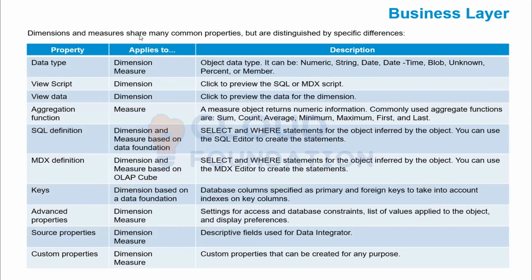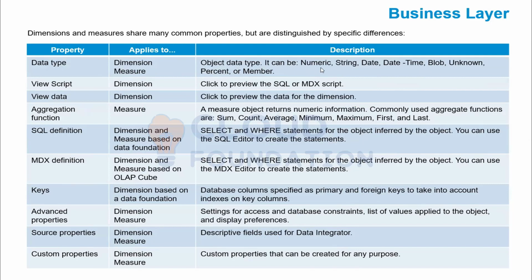These are the properties of the dimensions and measure. The data type, as you might already know, we have some data types like character or number. If it is a string, we will give the data type as character. If it is a numerical value, we will give the data type as number. So these are the examples.